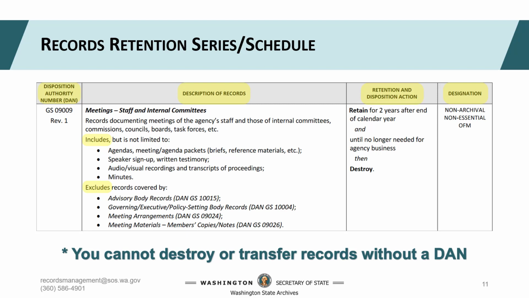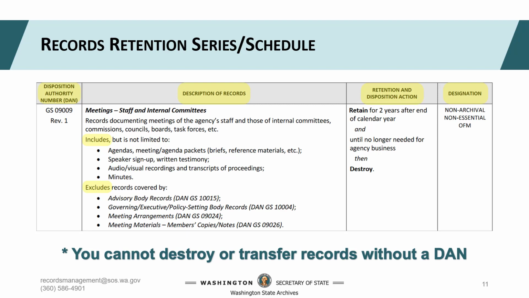The next field, the Retention and Disposition Action field, tells you how long to retain a record, when that countdown starts, and what you do with the record once it has met retention. In this example, you have two countdown triggers: end of calendar year and until no longer needed for agency business. As soon as both are satisfied, the record is retained for 2 years before being destroyed.